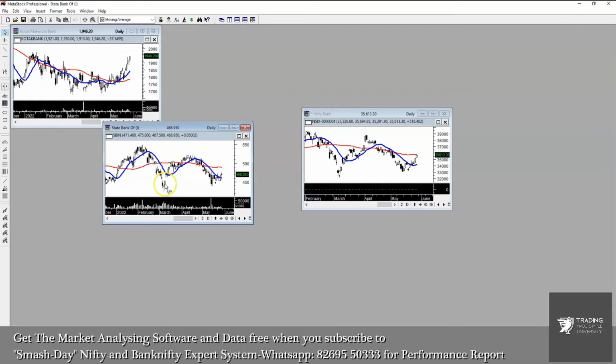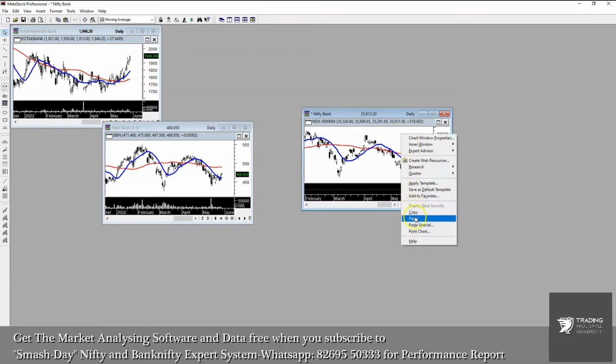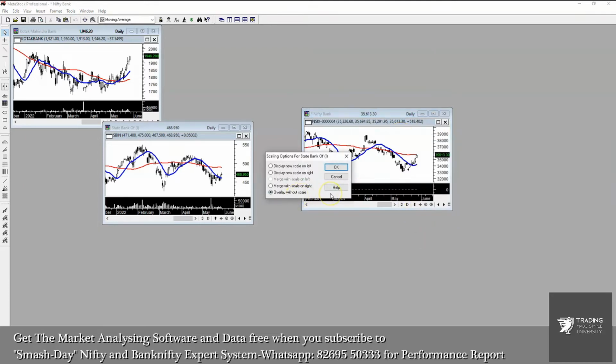We simply copy the chart of State Bank. We right click on the candles like this and copy it and come to any other chart, which is, suppose, we want to bring the chart data of State Bank onto the Bank Nifty, and we will simply right click and paste it here. It will ask whether we want to keep the scale same or we want a different scale.